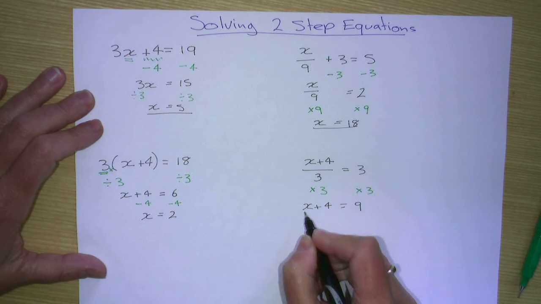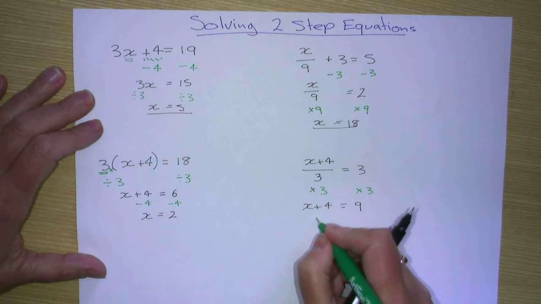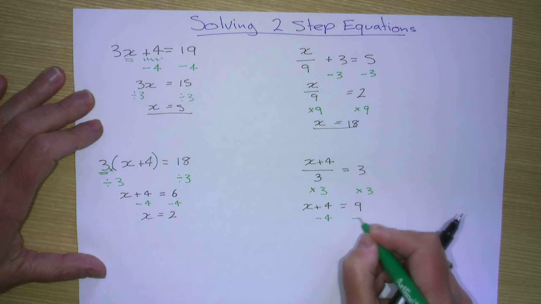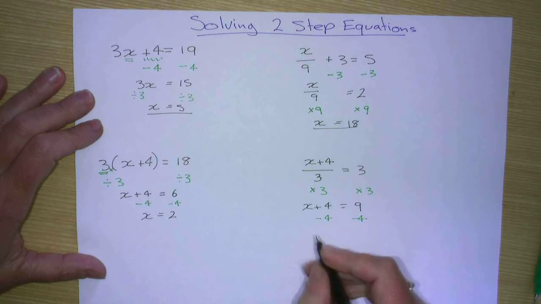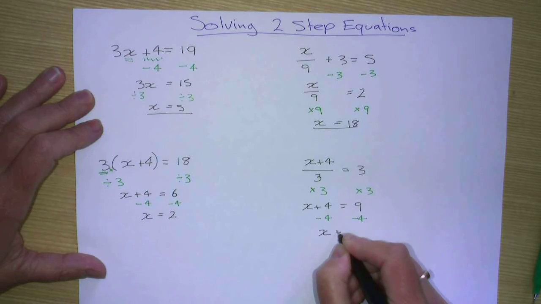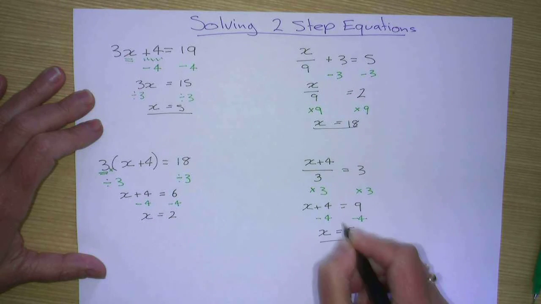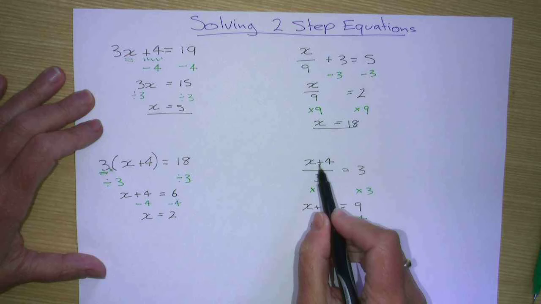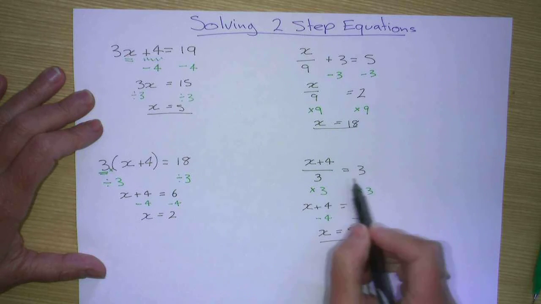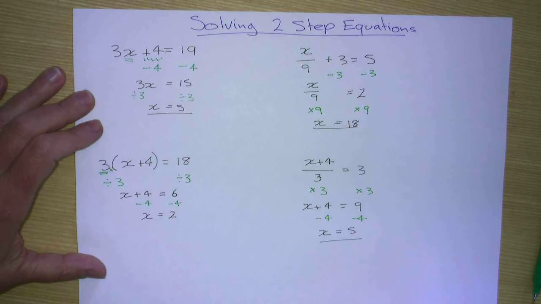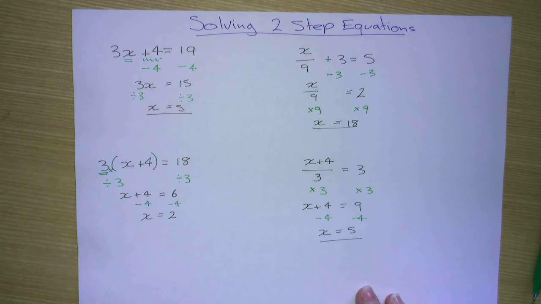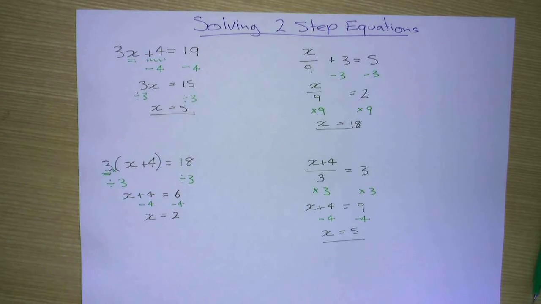To find the x, we subtract 4 from both sides. And now we have x equals 9 minus 4, which is 5. If we put the 5 back in here, 5 plus 4 is 9, divided by 3 is 3. So that is also correct. So that was two-step equations. The next one I'm going to show you is when we have equations with pronumerals on both sides.